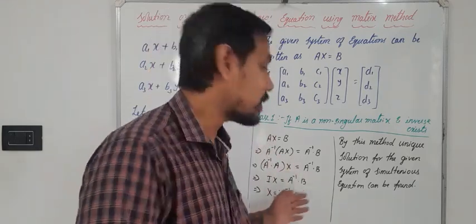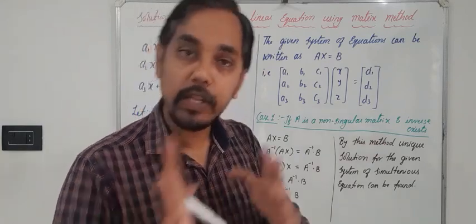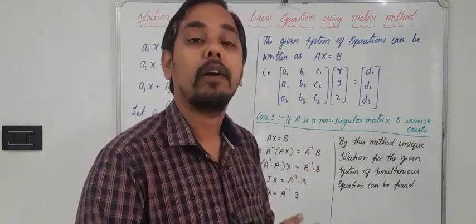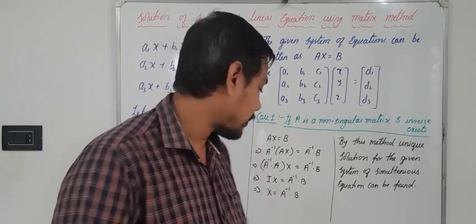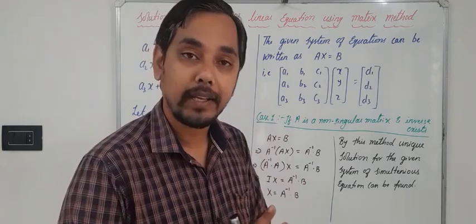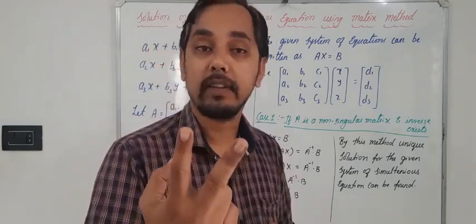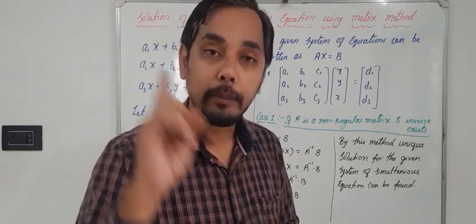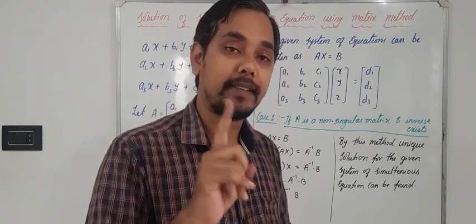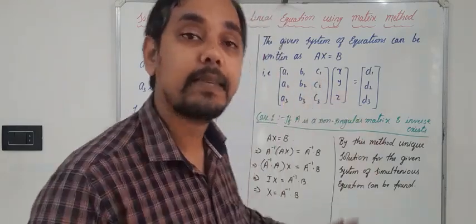And by using this methodology, a unique solution will come out. If it exists, a unique solution will definitely come out. So why will a unique solution come out? Because for any particular matrix, A inverse is unique. For one particular matrix, we don't have two inverses; only one inverse will exist. As only one inverse will exist, only one solution will come out with this method.